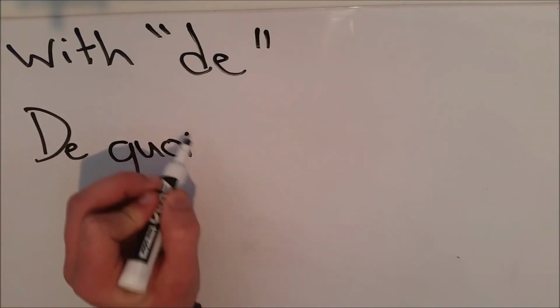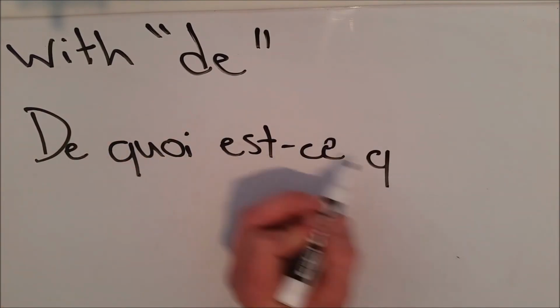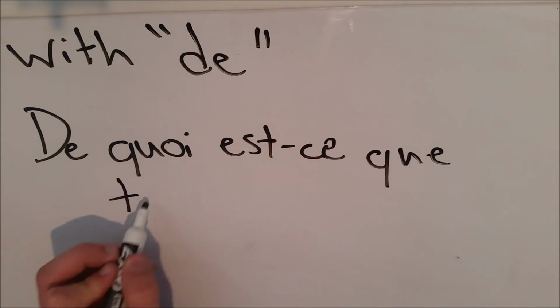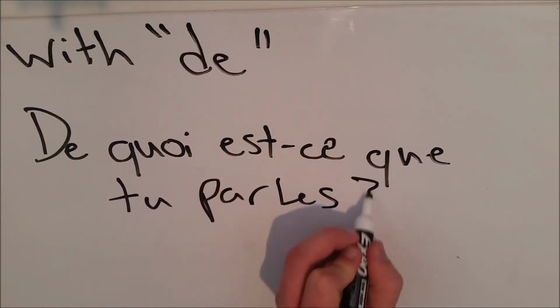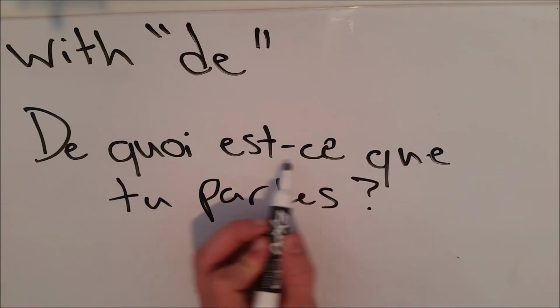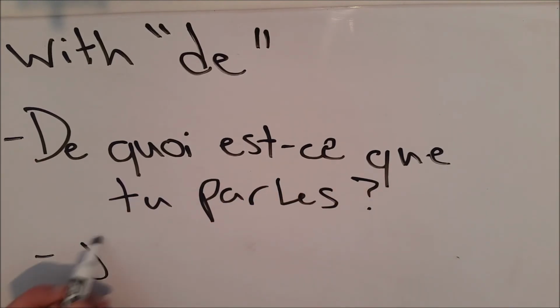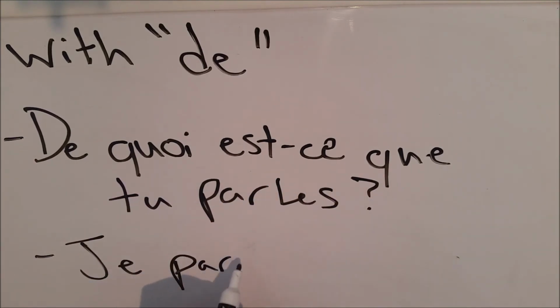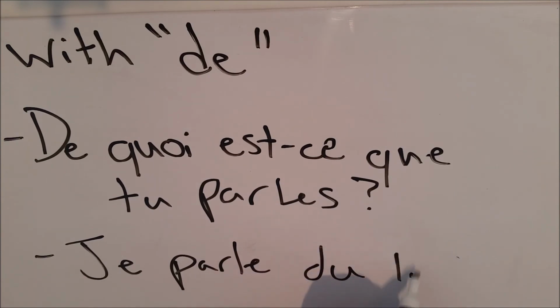So if we take de quoi est-ce que tu parles? You'll notice when we bring the de out front, the que turns into quoi. De quoi est-ce que tu parles? We will respond, je parle du livre. And there you have it for questions using qui, que, and quoi.